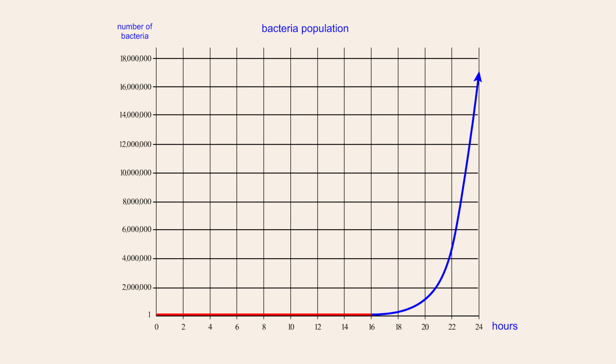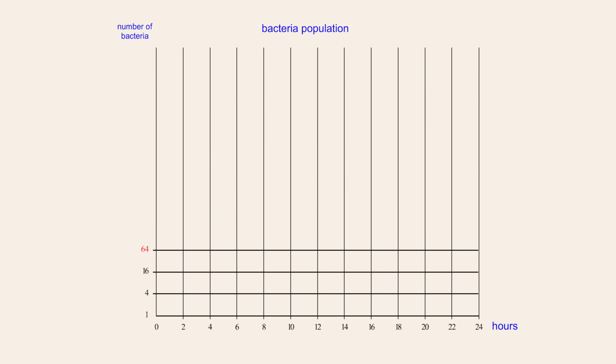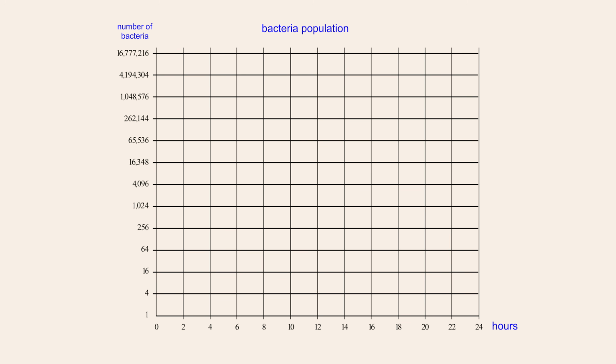However, if we display this same information using a semilog graph, making the vertical scale logarithmic instead of linear, now each horizontal line represents a value 4 times larger than the line below it. So starting with a single bacterium, after 1 hour, the single bacterium will have divided into 2 bacteria. After 2 hours, the 2 bacteria will have divided into 4 bacteria.